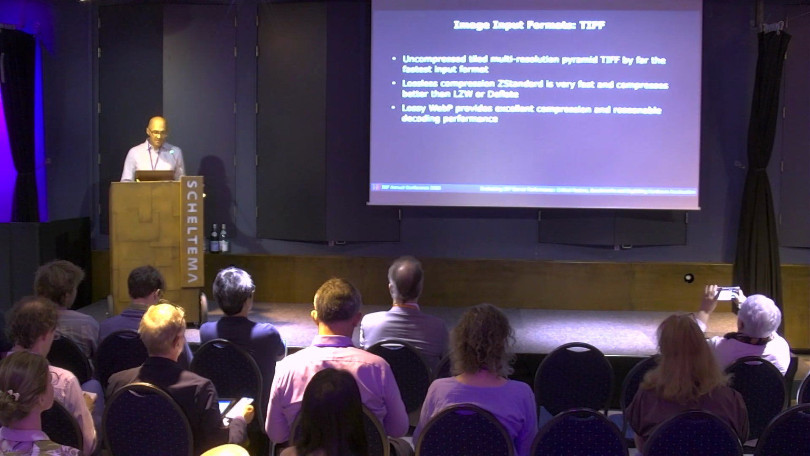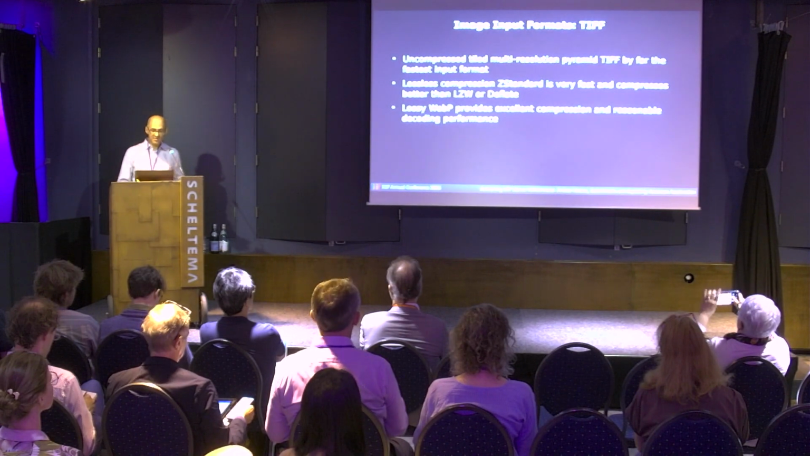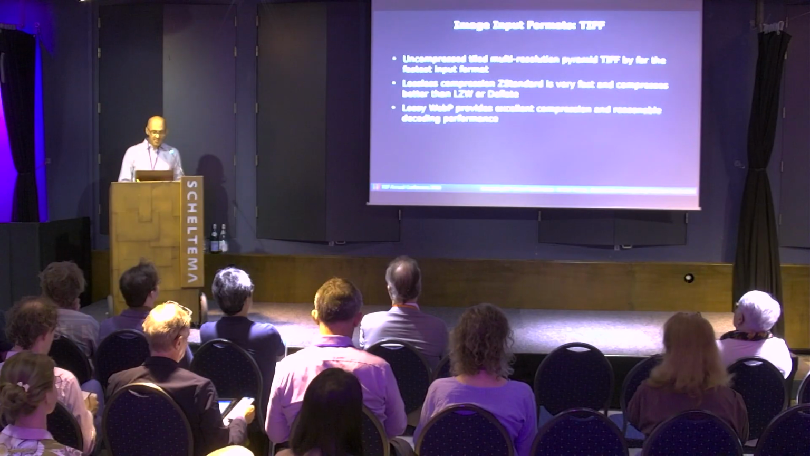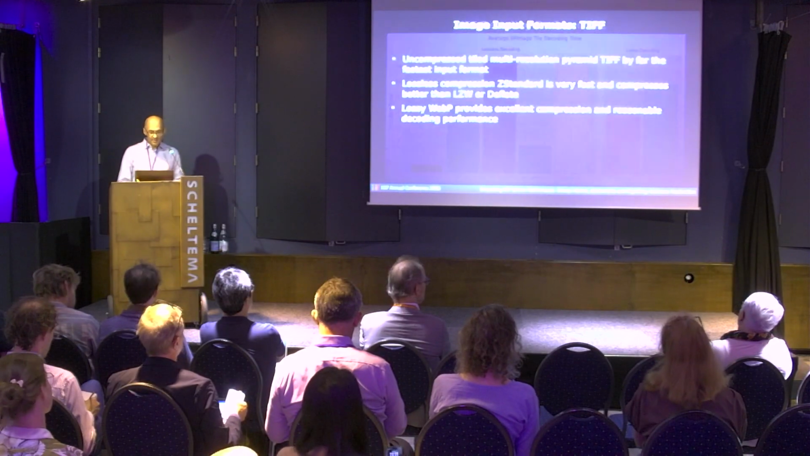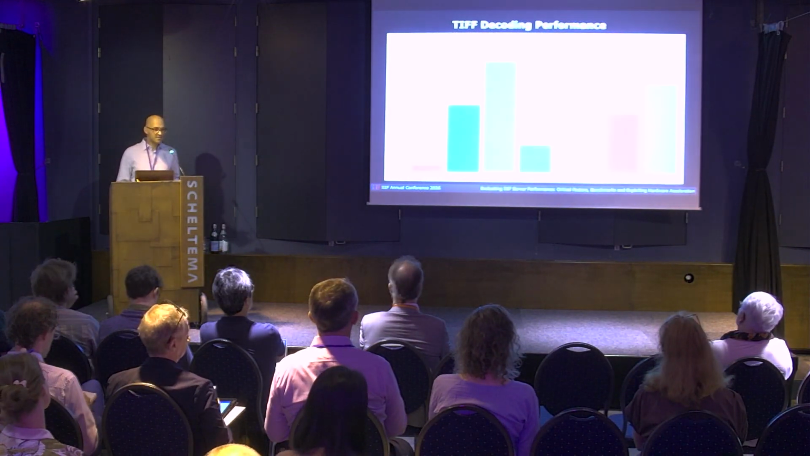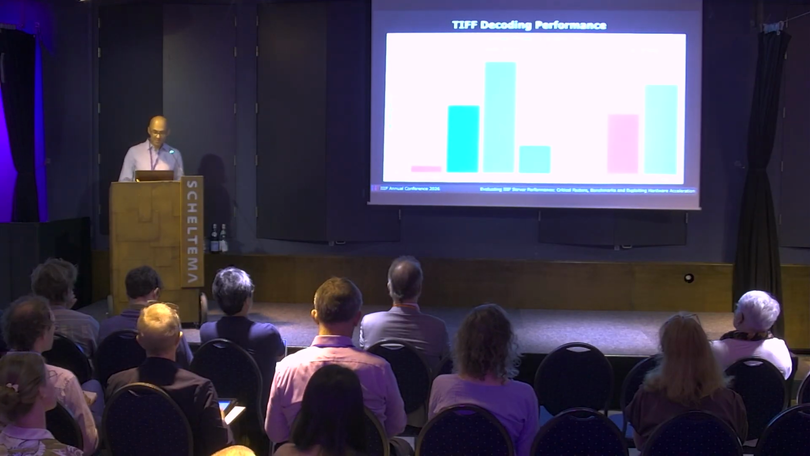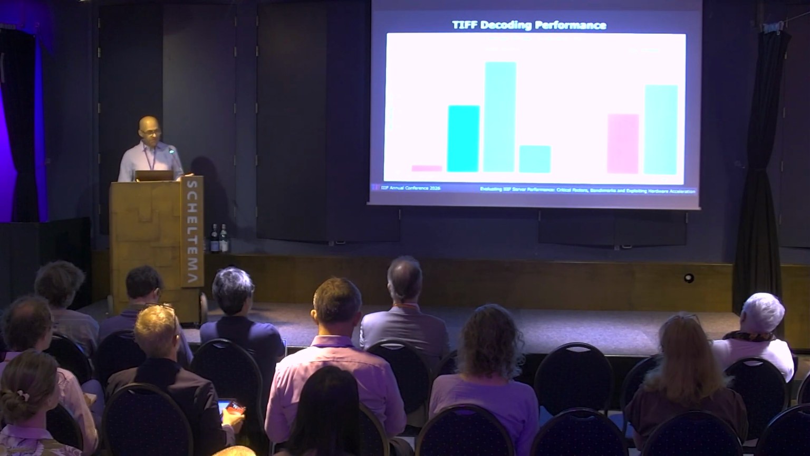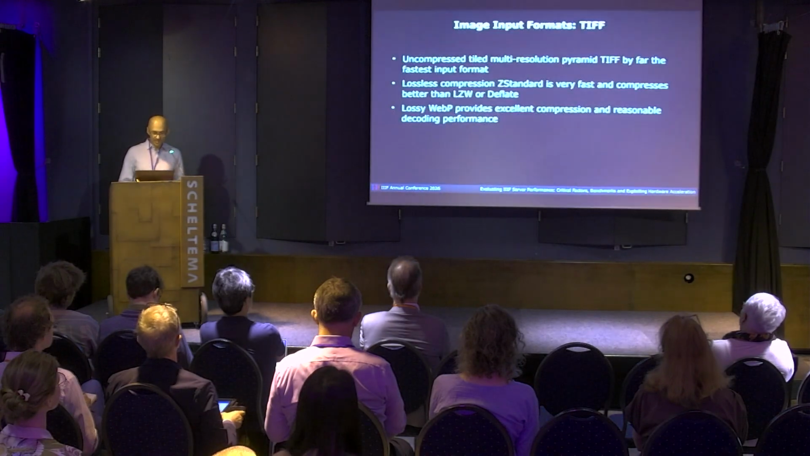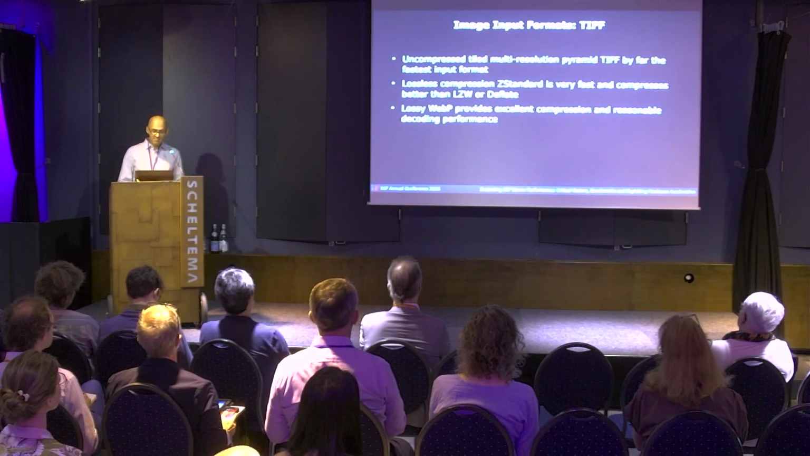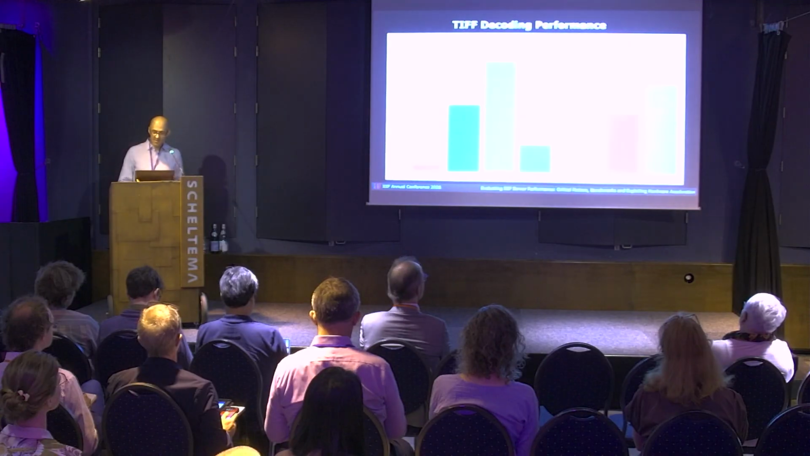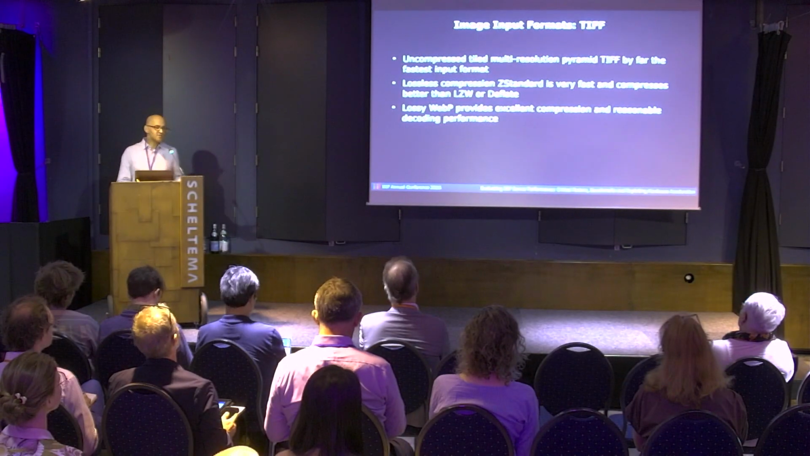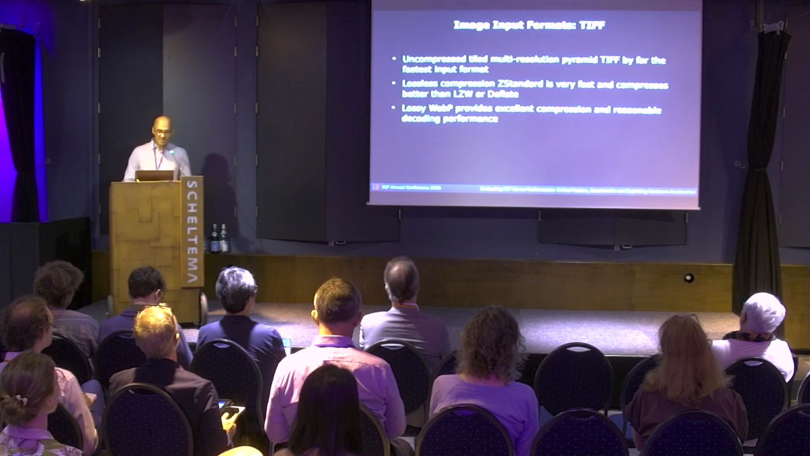In terms of speed, obviously uncompressed, tiled, multi-resolution pyramid is by far the fastest. But as we saw, for lossless compression, Zstandard actually beats deflate or LZW by quite a margin. So if you want lossless compression, this is a good option. Lossy WebP, a bit slower, has comparable performance to JPEG, and yet it has much better image quality for the same size of image.